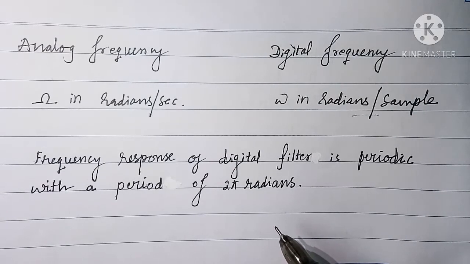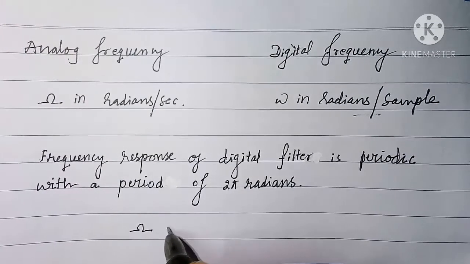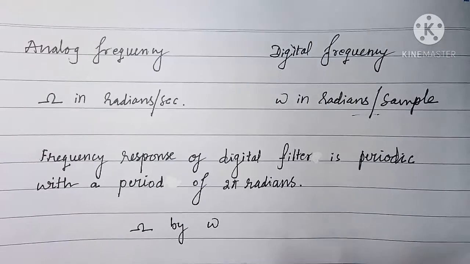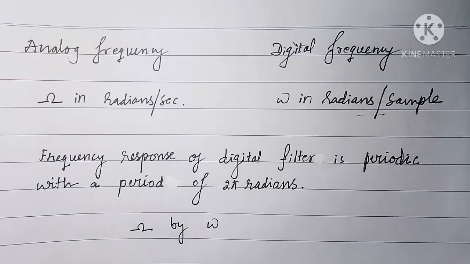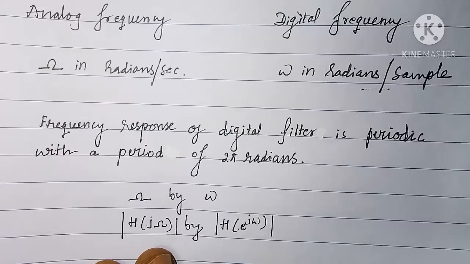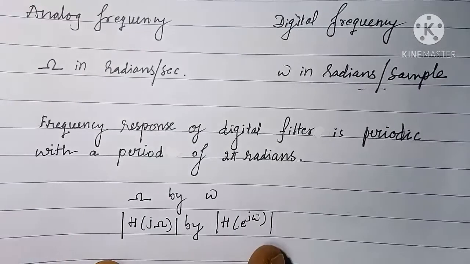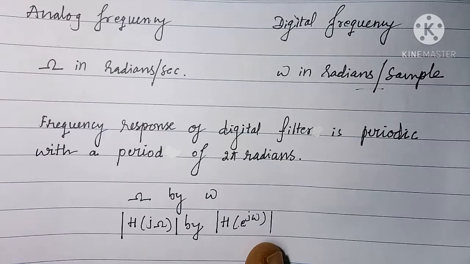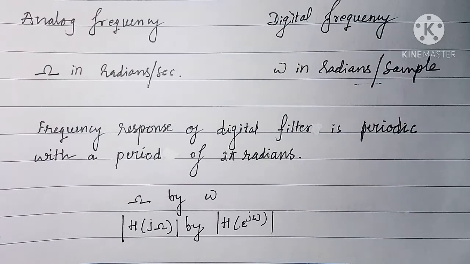by replacing capital omega by small omega in frequency response of analog filters, and also by replacing the magnitude of H of j omega by magnitude of H of e raised to j omega. So now we will look into the frequency responses of various types of digital filters.